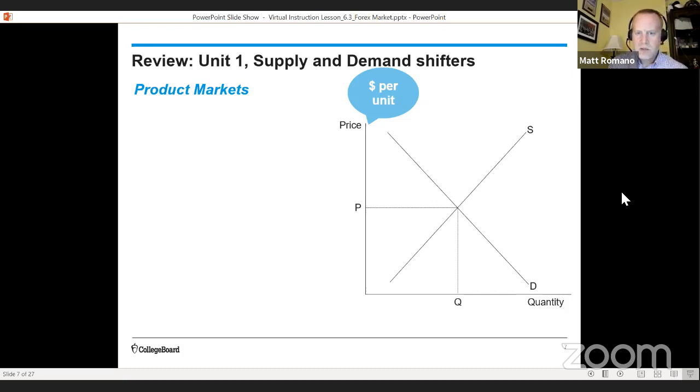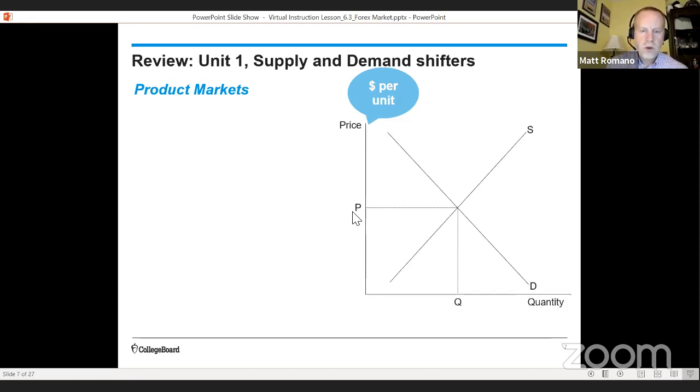And I point that out not because it's a difficult concept. I know we know that. But if we're operating in the US and this market is in the US, we have to keep in mind that up and down the y-axis, we're dealing with dollars per unit. And this is going to apply in the foreign exchange market as well, and it's going to help you understand the foreign exchange market a little bit better.